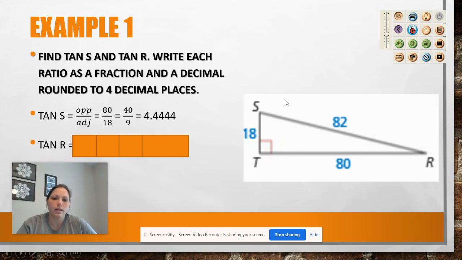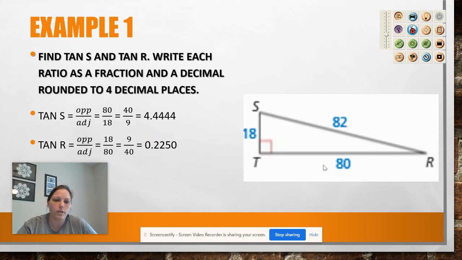All right, now looking at angle R, we got to go back and look at R. Opposite of R is 18, and then the adjacent of R is 80. So we have a fraction of 18 over 80. And we can reduce that by dividing by 2. If you notice, those numbers look the same, it's just the reciprocals, right? So 9 divided by 40 is 0.2250.